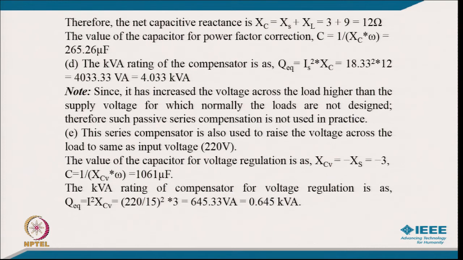I mean, what we are doing here, why putting this capacitor equal to source impedance, because we have to only compensate here the drop of the source impedance. So, the kVA rating of the compensator for voltage regulation is XQ equal to I square Xc, that is (220 divided by typically 15 ohm) square into 3, and it comes 645.33 VA, and it comes 0.645 kVA.